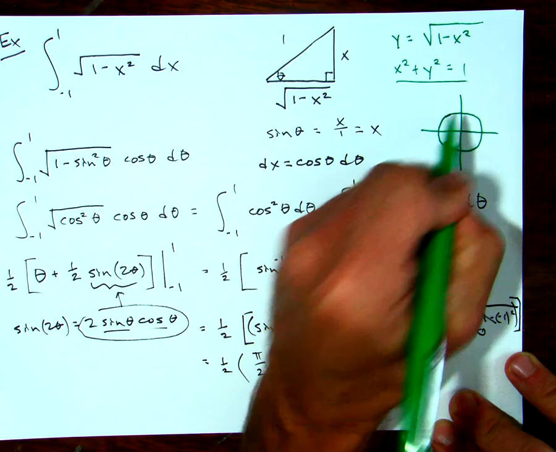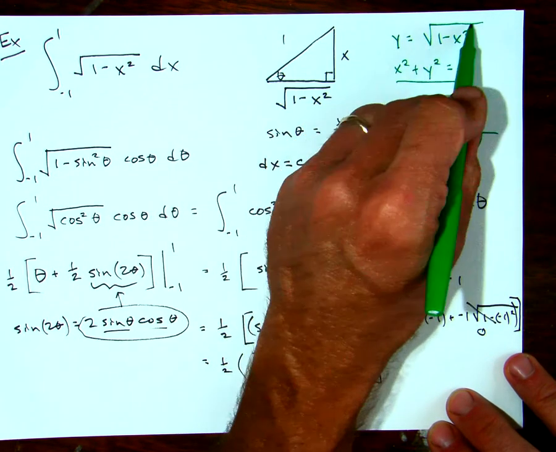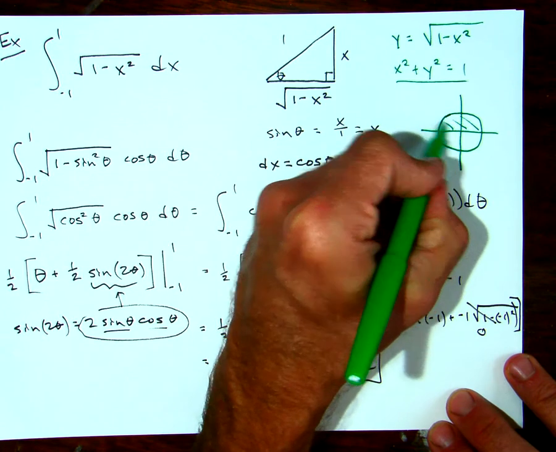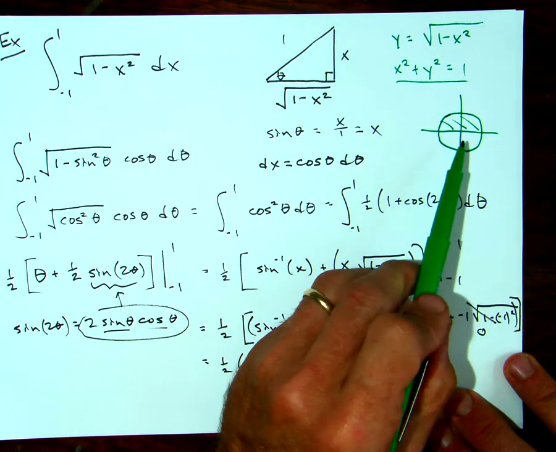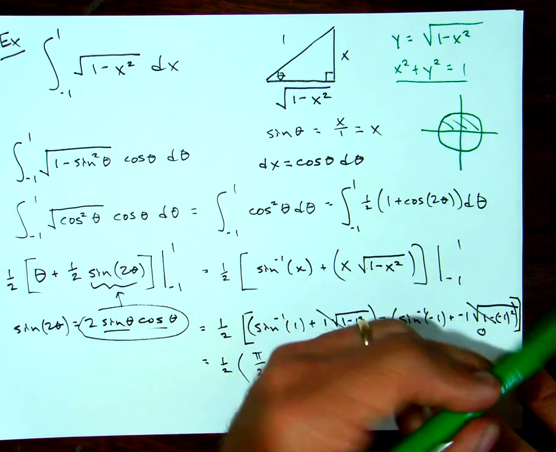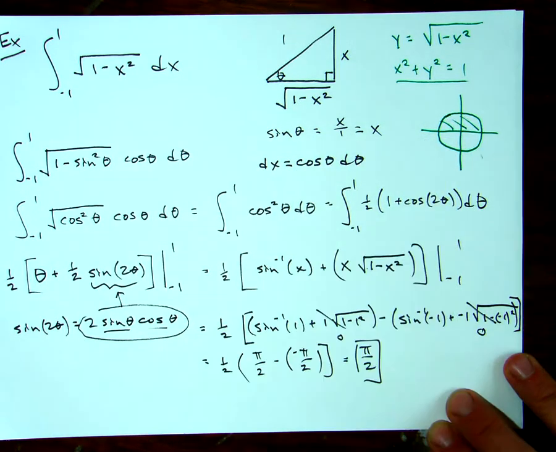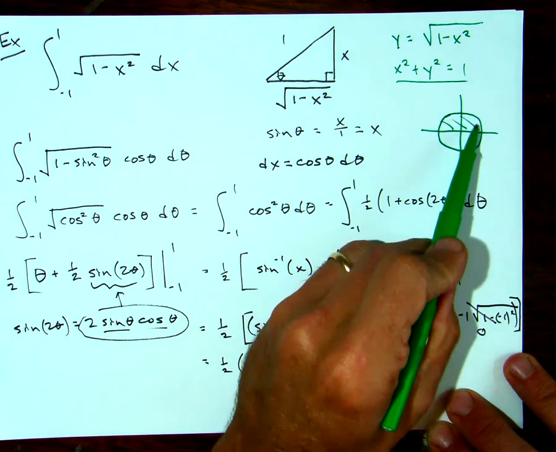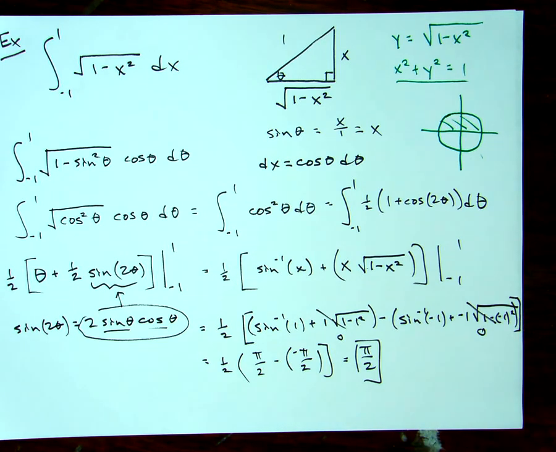And when I solve for y and just have the positive part of the square root, that gives me the top half of my circle. So we already know that the area of a circle with radius 1 is pi r squared, or just pi times 1 squared, so the area of the entire circle is pi, and since we're just taking the top half, the area of the top half would be pi over 2, which agrees with what we found by substitution. Okay, so there's one example.